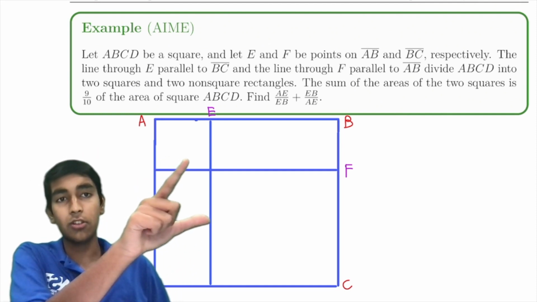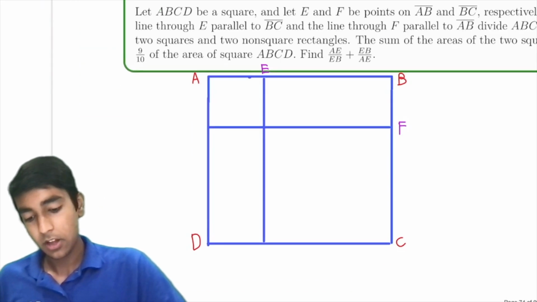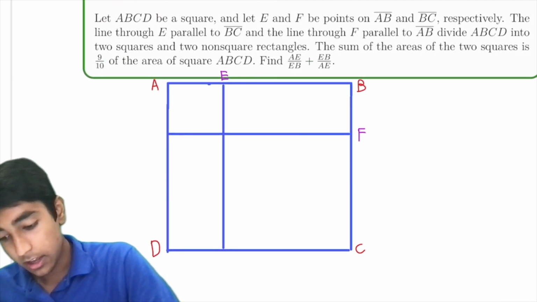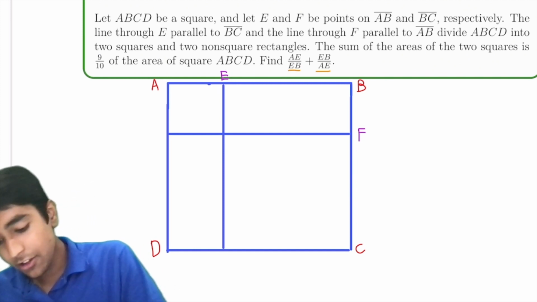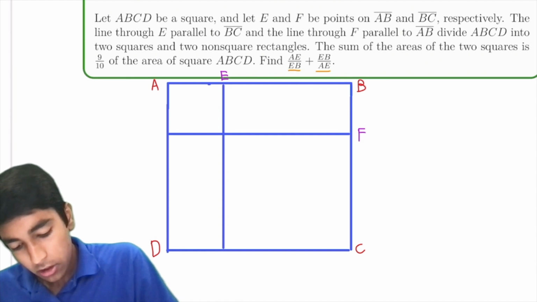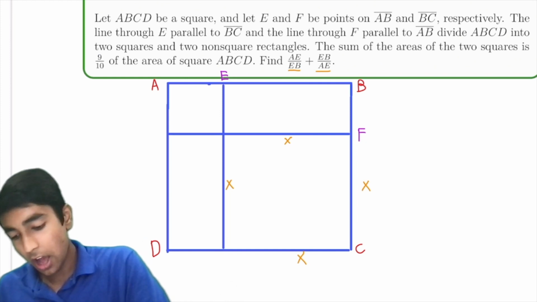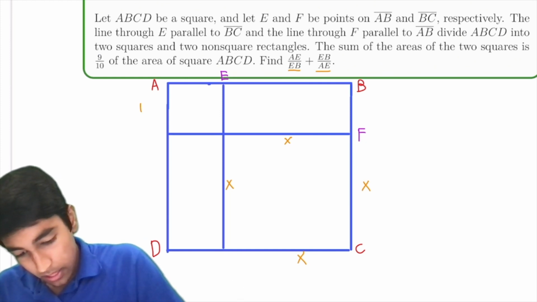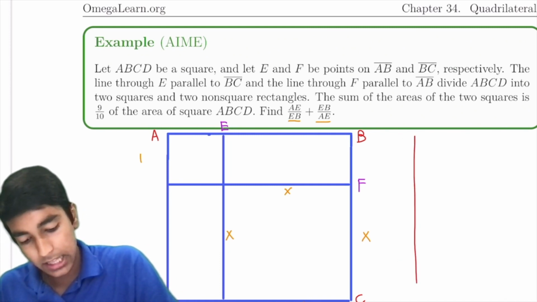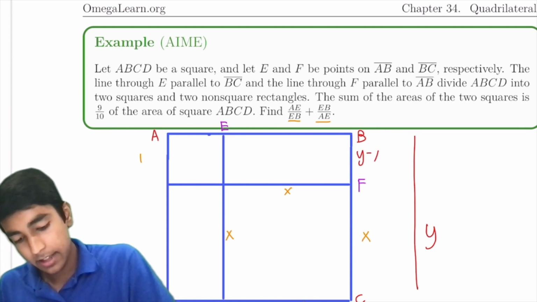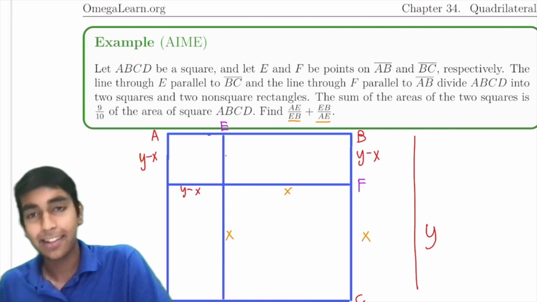The sum of areas of these two squares is 9/10 the area of square ABCD. Find AE over AB, or AE over EB plus EB over AE. Okay, so as you can see here, we form two squares, so all four sides must be the same. Let's say x. And the other square, let's say the big square has side length y. Then BX will be y minus x. So that means this square will have dimensions of y minus x, right?